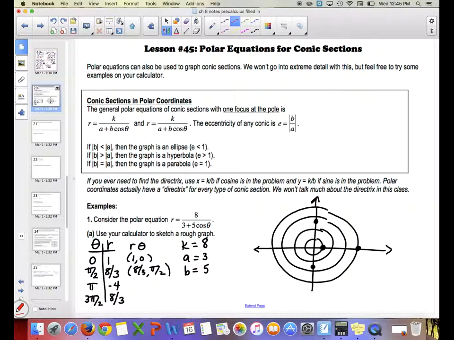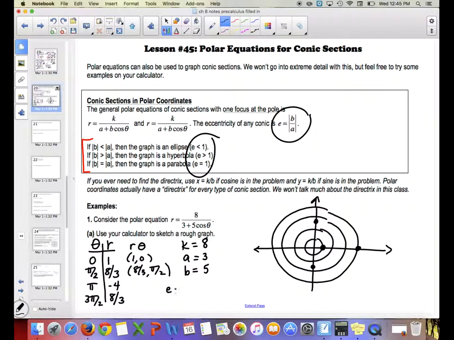And you have this little cheat sheet here. It says if the absolute value of B is less than the absolute value of A, then your graph is going to be an ellipse. If the absolute value of B is greater than the absolute value of A, then it's going to be a hyperbola. And if the absolute value of B is equal to the absolute value of A, then the graph is a parabola. Or you could use the eccentricity, so I have those there as well.